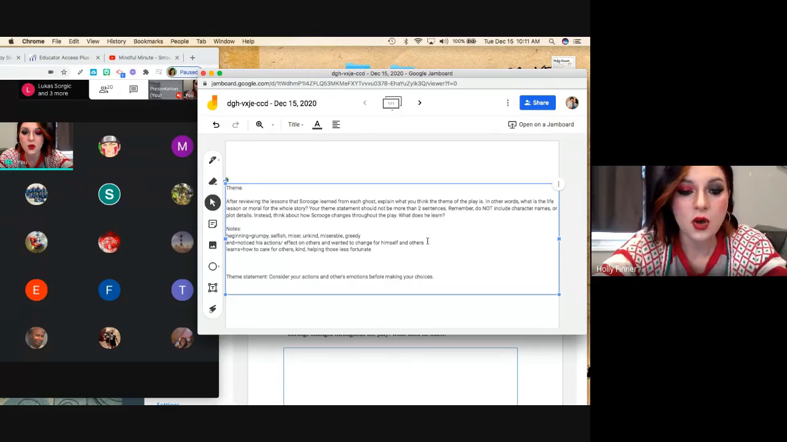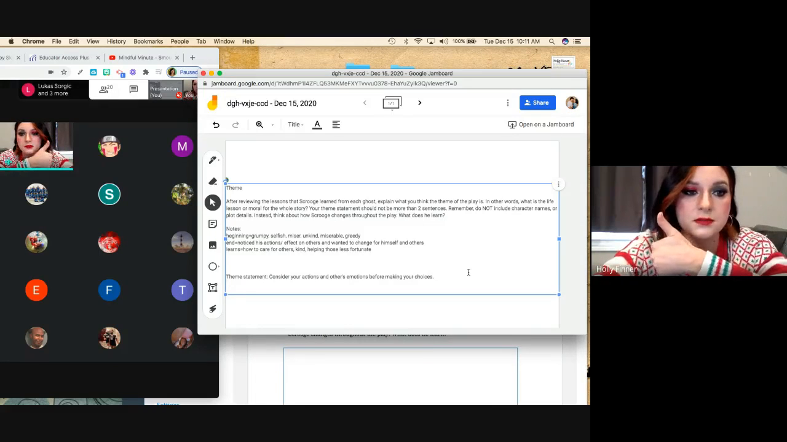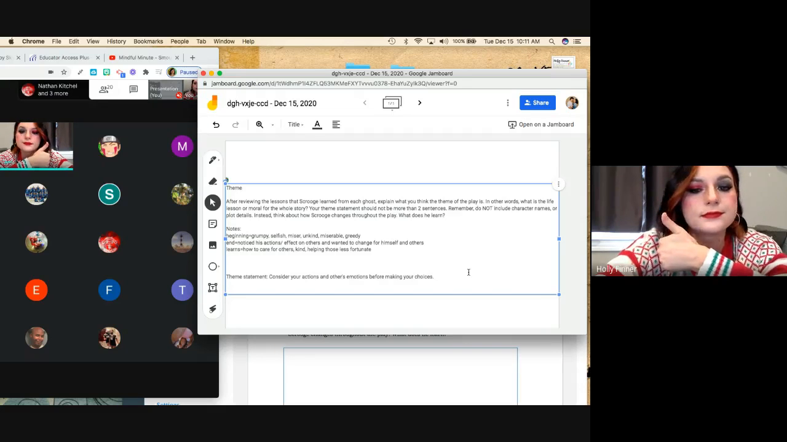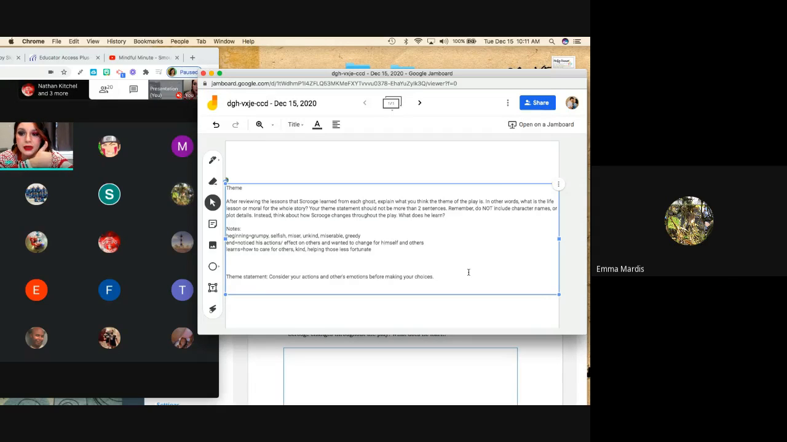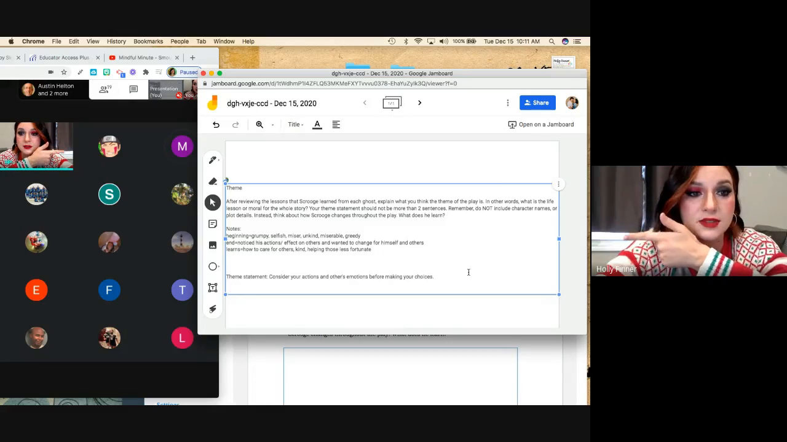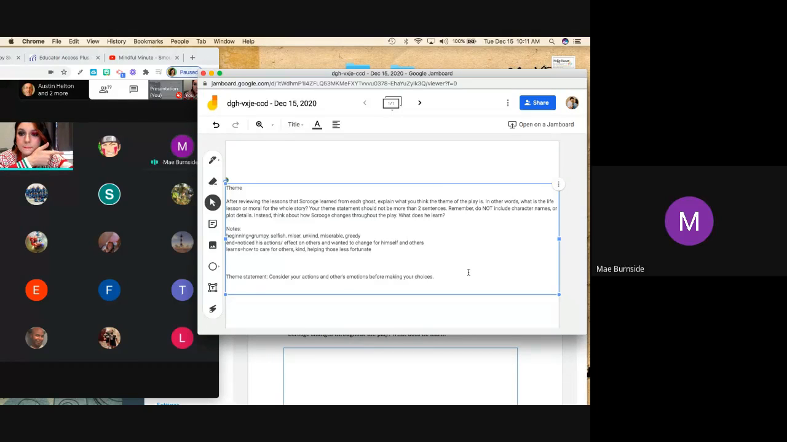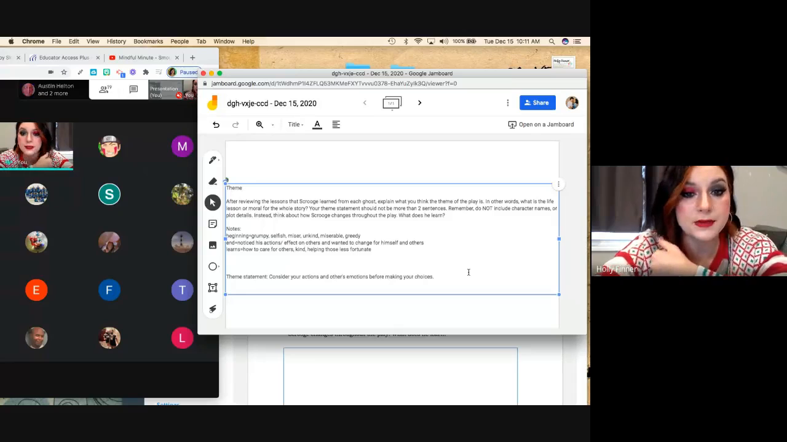Okay. So I have an example theme statement that a student in my previous class came up with. I want us to read it and think about if it works for what we're trying to do. The theme statement my first hour came up with was, consider your actions and others' emotions before making your choices. Does that include character names? What do we think? No. Does it have any plot details in it? No. So that would be a great theme statement.